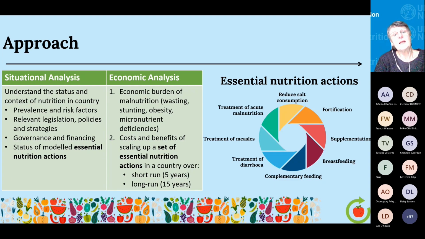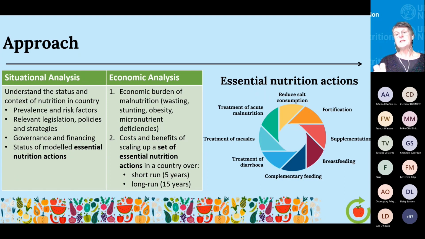What we looked at in our economic analysis was the economic burden of malnutrition. So we were looking at undernutrition and overnutrition, and that's really what made our work different from other work in the area of nutrition, because we're looking at all forms of malnutrition, or at least we tried to anyway. We were looking at the costs and benefits of scaling up a set of essential nutrition actions over 5 years and over 15 years. And the essential nutrition actions you can see on the little diagram there.